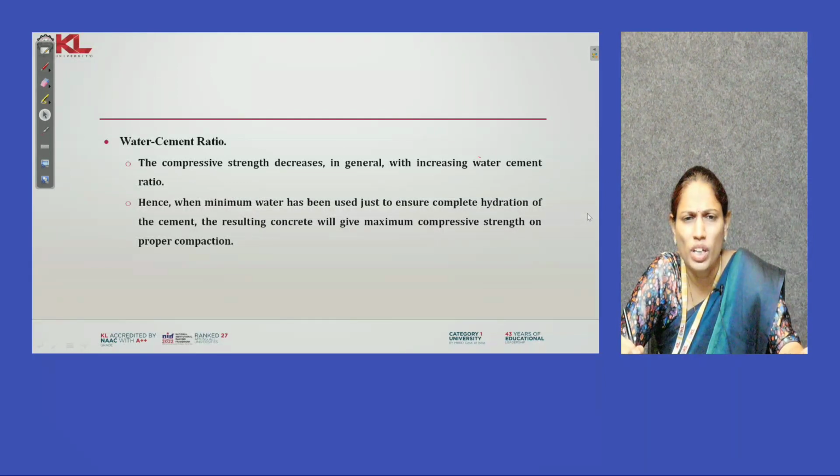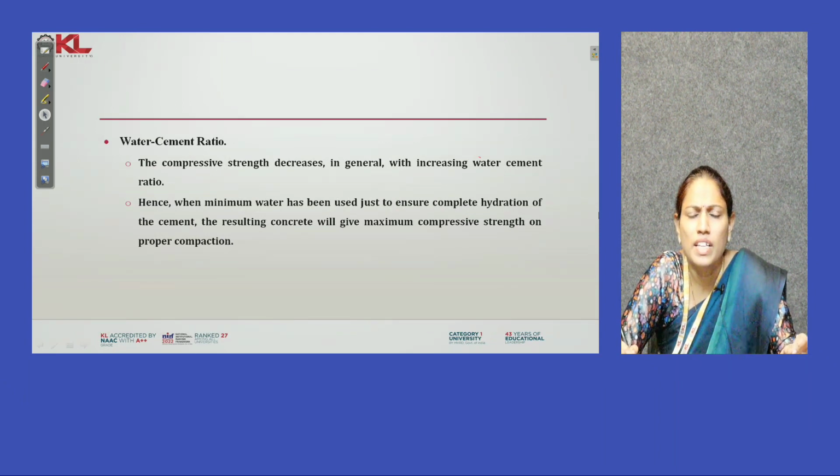Water cement ratio: the compressive strength decreases in general with an increase in the water cement ratio. Hence the minimum water should be used, just enough to ensure complete hydration of the cement. The resulting concrete will give maximum strength. The less water we use, the better the compaction, which gives higher strength to the concrete.